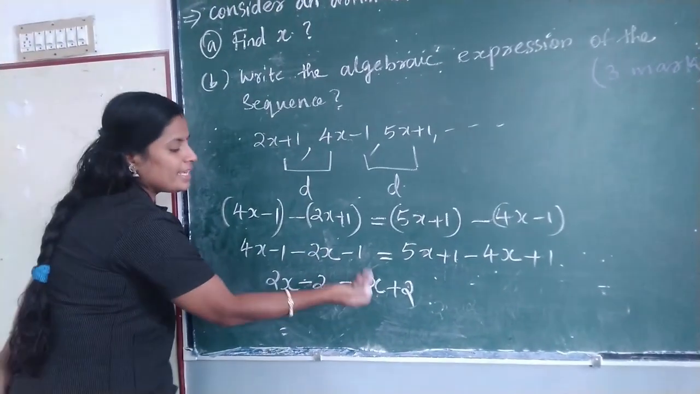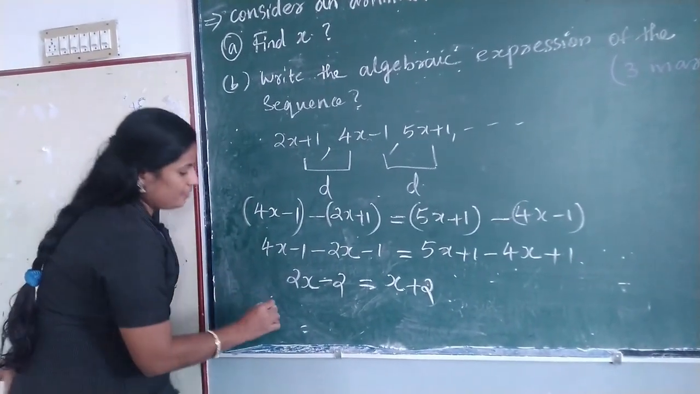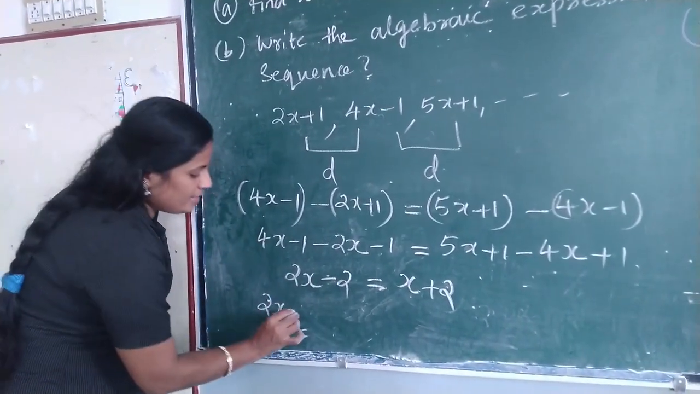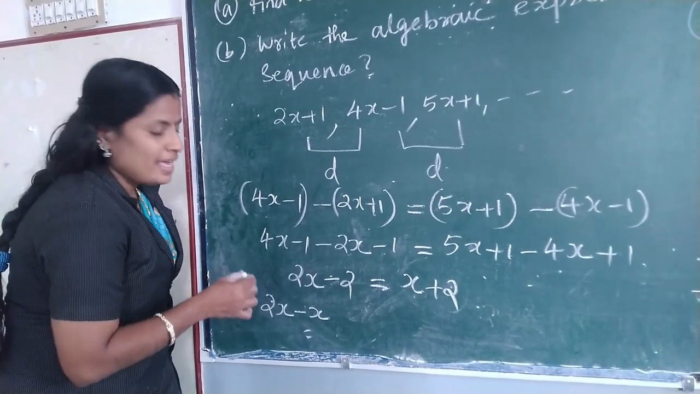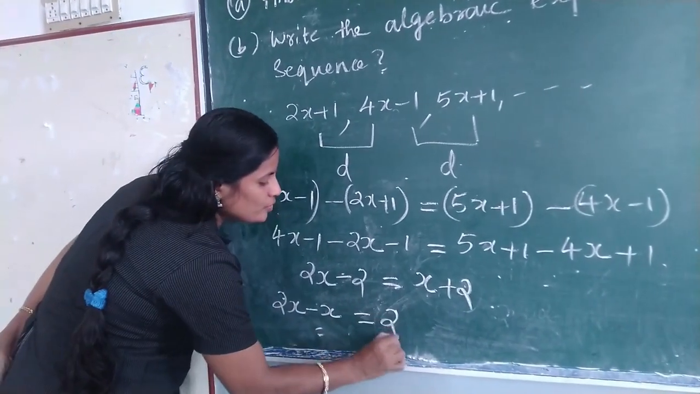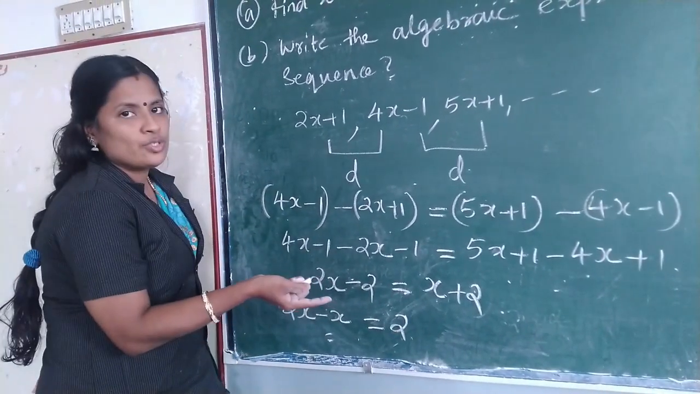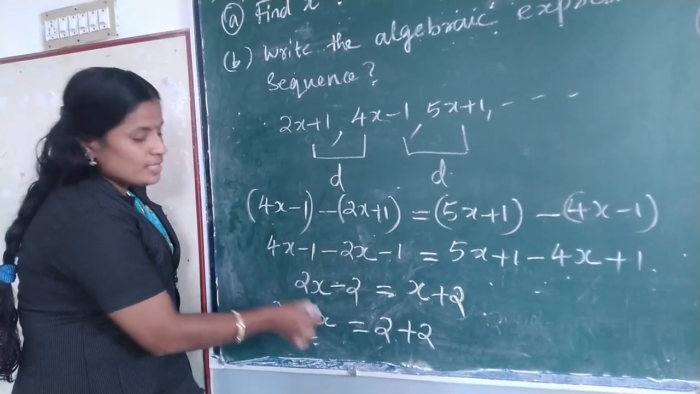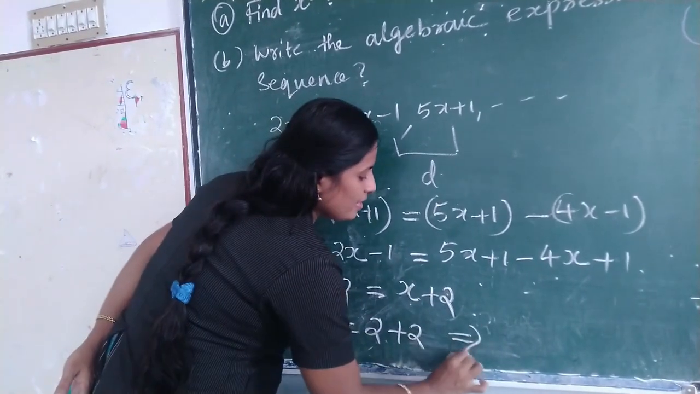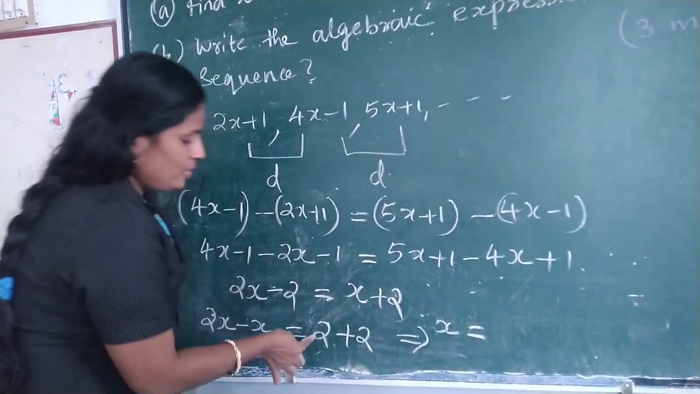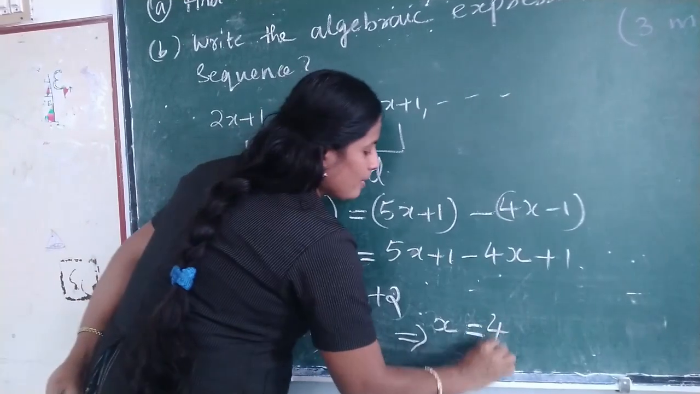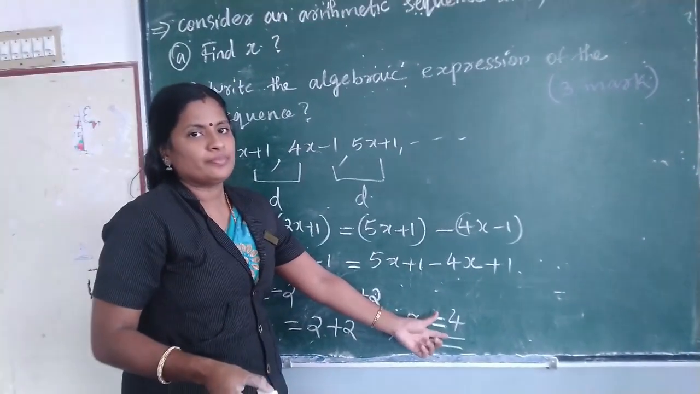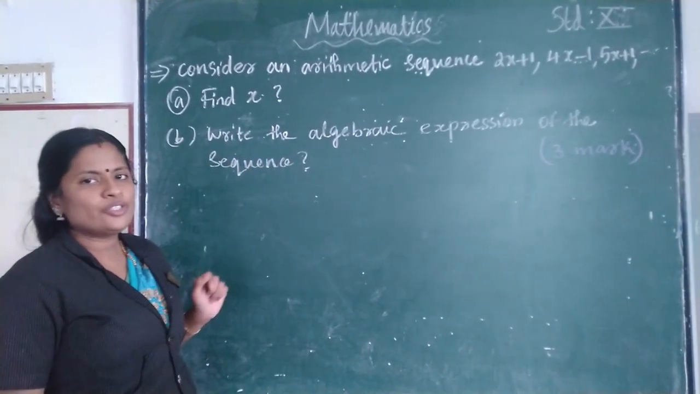Then we can take the x part on this side. 2x plus x changed to this side, it will be minus x equal to 2. Minus 2 changed to that side, it is plus 2. Okay, 2x minus x, x equal to 2 plus 2, 4. So x equal to 4. Okay, now we got x equal to 4.